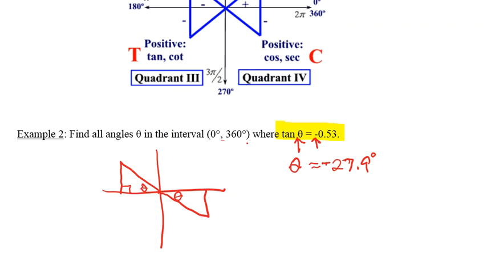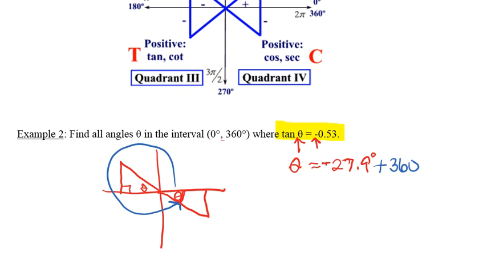So let's do a coterminal angle to get from a negative 27.9, which is actually this angle right here, and I want to go coterminal, so I'm going to go all the way around. So we're going to think back to the fact that coterminal angles differ by 360. So I'm going to add 360 degrees.